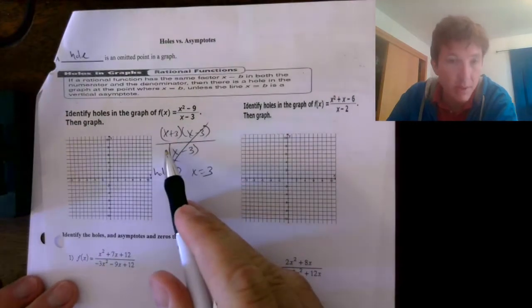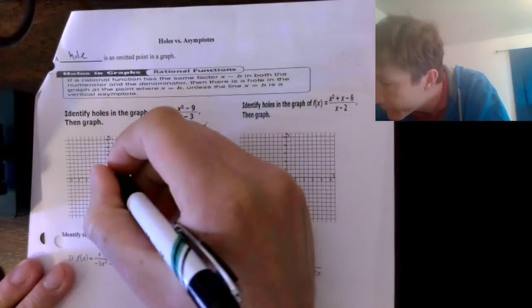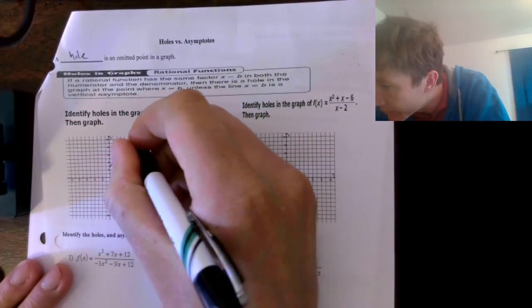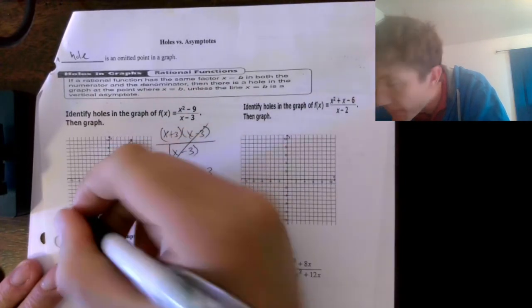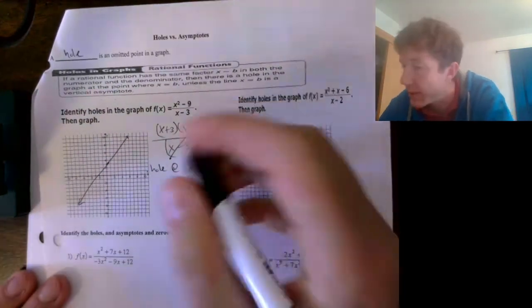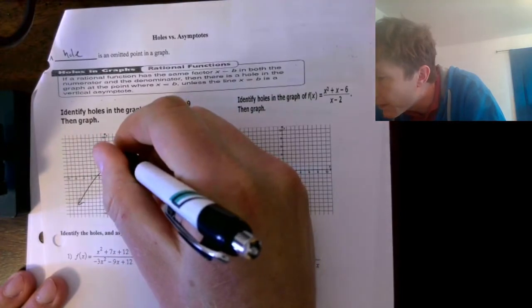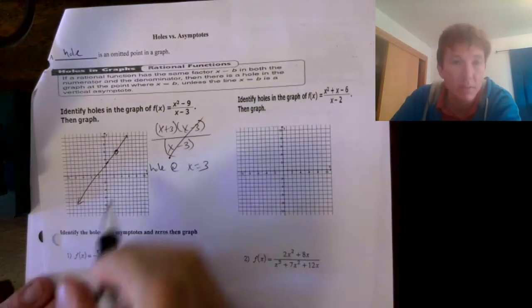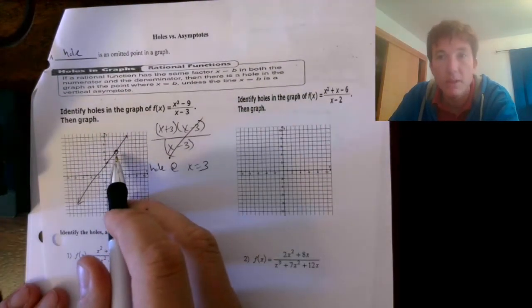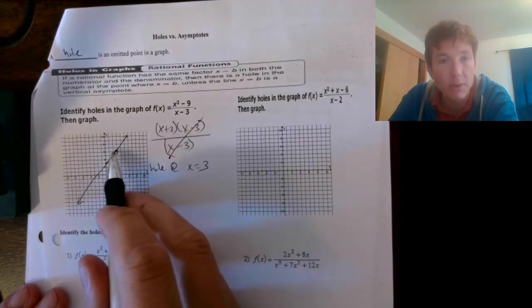So this is really just a graph of x plus 3, like that. And then we have a hole at x equals 3. So right here, we have a hole. When you draw it, you just draw it with a hole, just like that.